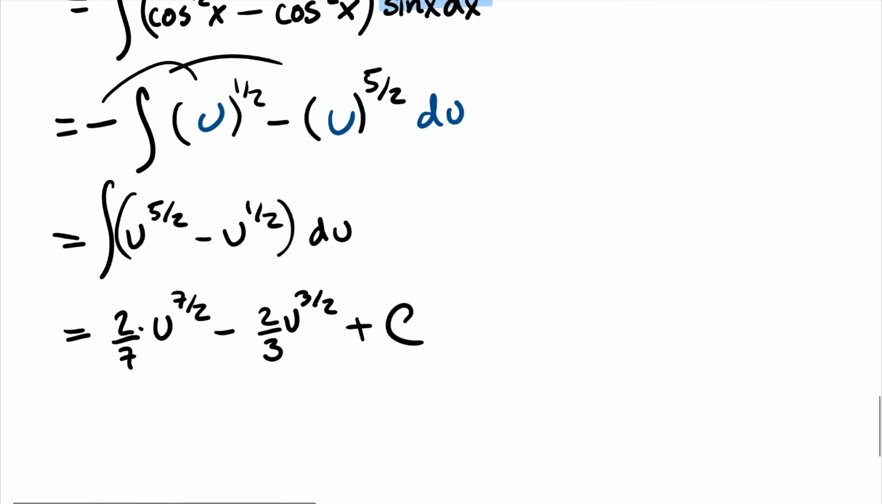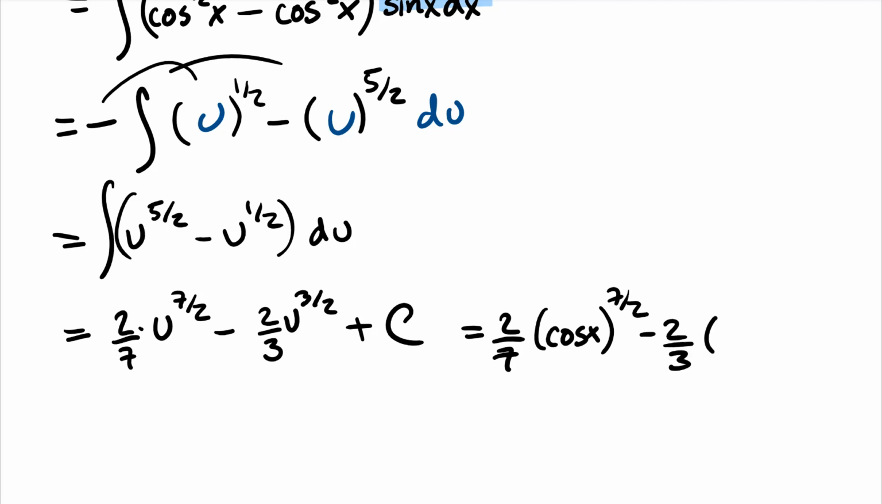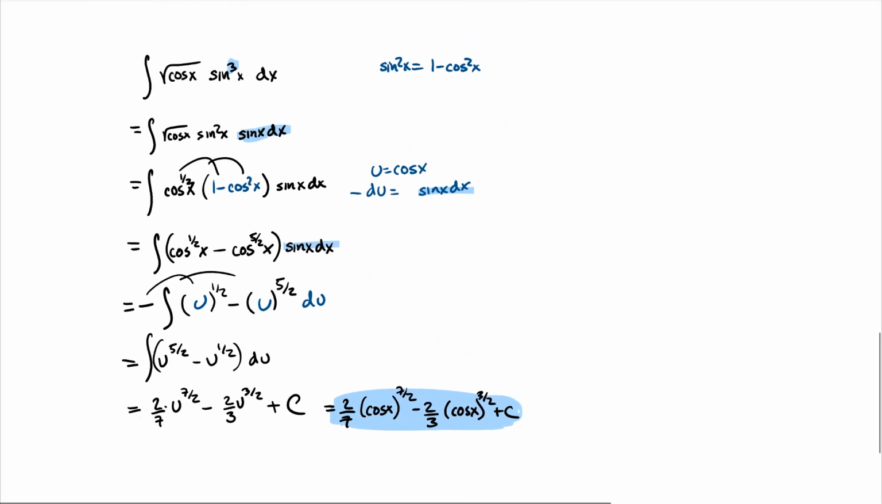What was u? U was equal to cosine. So now we can just write it in. It's 2/7 of, let me just write it like this. Just mixing up the notations on you. It all means the same stuff, but we have to make sure we can read it. And there's our solution. Are you starting to catch the pattern? You're starting to see it with odd powers? Cool.